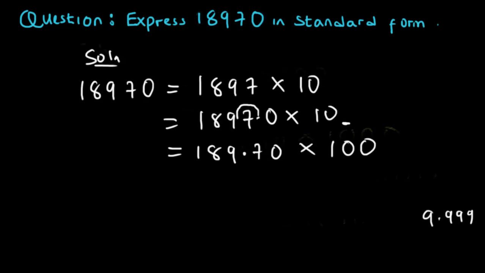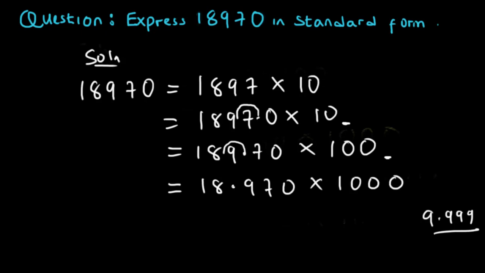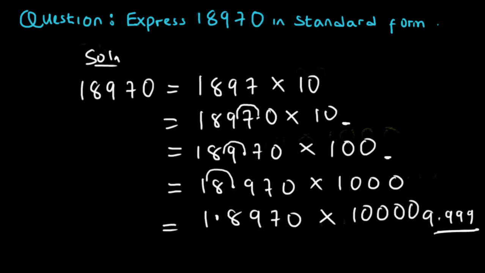Now 189.7 is still greater than 9.999. So we move the decimal point to the left another time, and then we add another 0. So we'll be having 18.970 times 100. We add another 0. Does this make sense? Now 18.970 is still greater than 9.999. So we move the decimal point to the left one more time. And this will give us 1.8970 times, we add another 0 to 1000. So we'll be having 10,000. Now 1.897 is between 1 and 9.999. So we stop here.